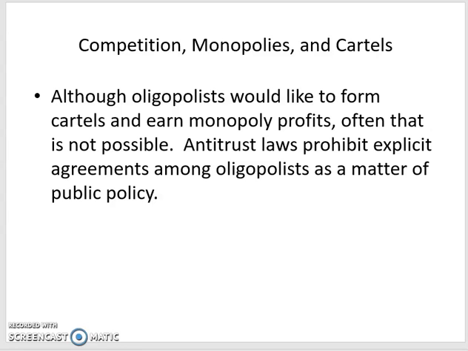Let me say one other thing about that. If they decide to not compete with each other, what are they doing then? Well, essentially, there's no competition, so they're acting like a monopoly. But often this is not possible for a lot of different reasons. Number one, it's highly illegal. Number two, once you create the agreement, there's a big incentive to break that agreement. We're going to talk more about that tomorrow when we get into game theory.